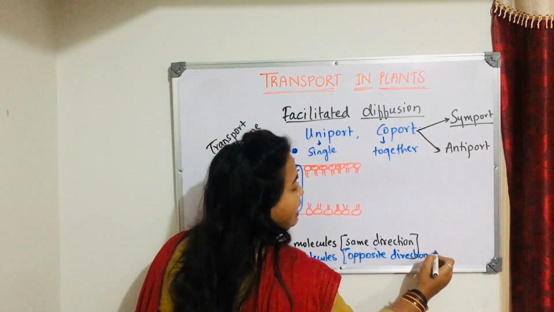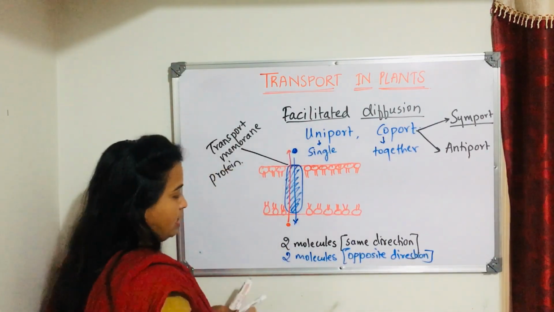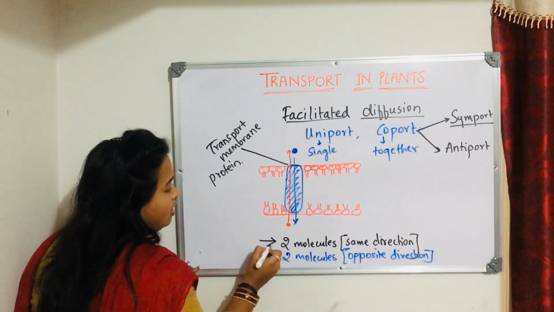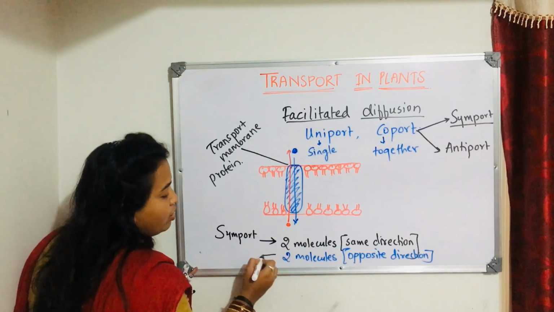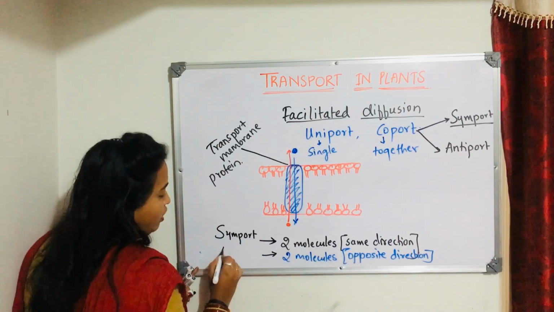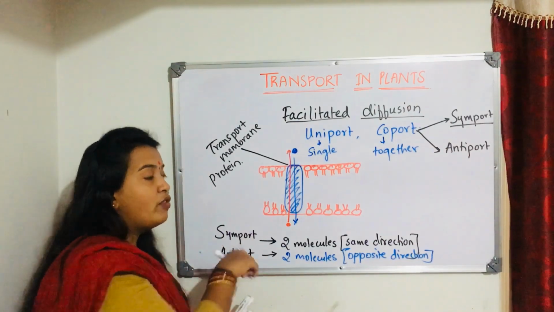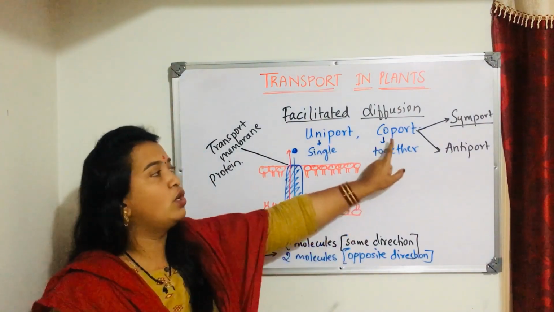Obviously we call it antiport, opposite direction. So what is this one? Two molecules moving in the same direction. This is symport, and molecules moving in the opposite direction, we call antiport. And since in both of these, two molecules are moving, this comes under coport.